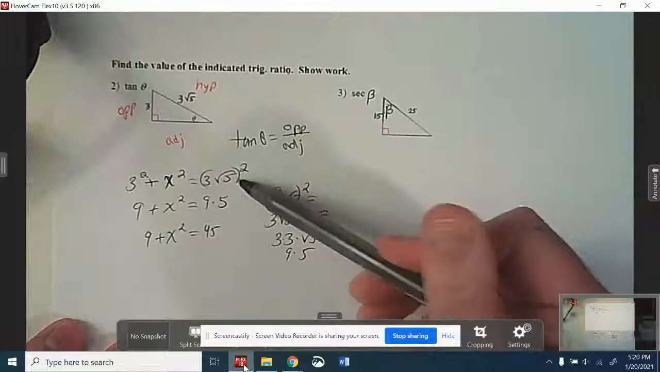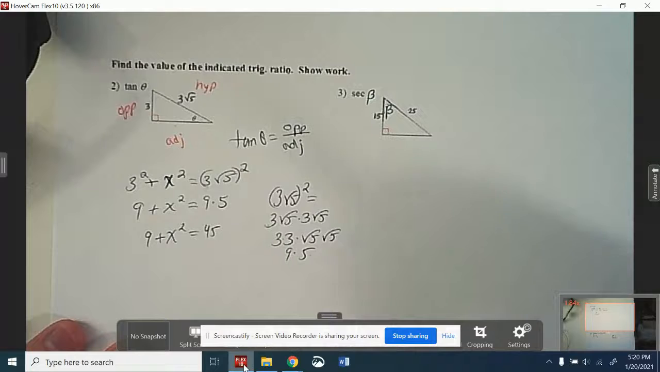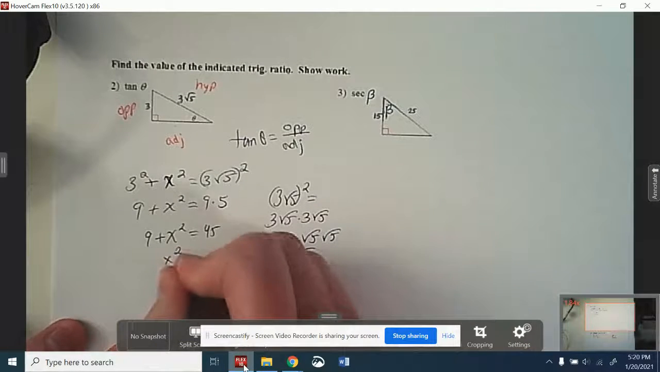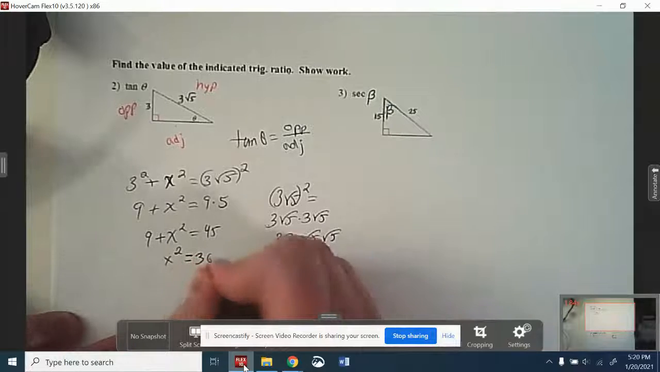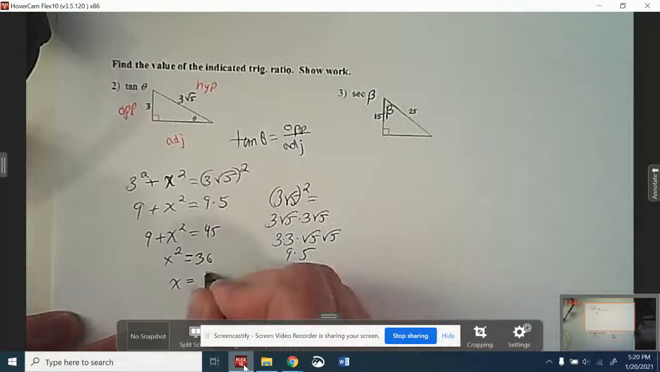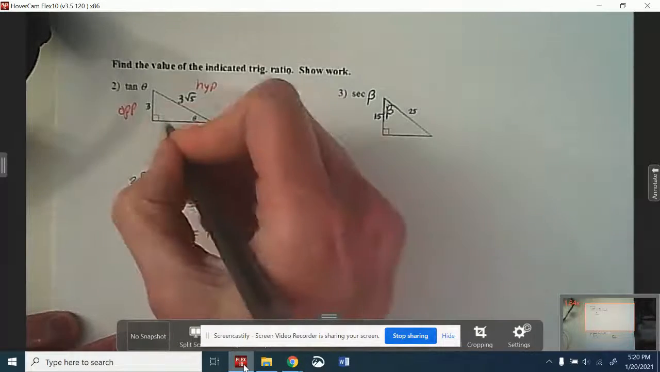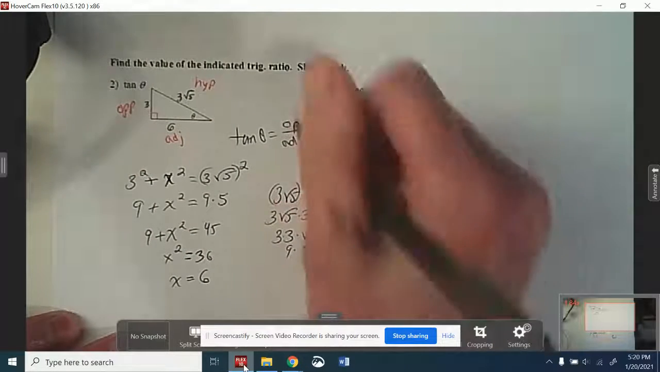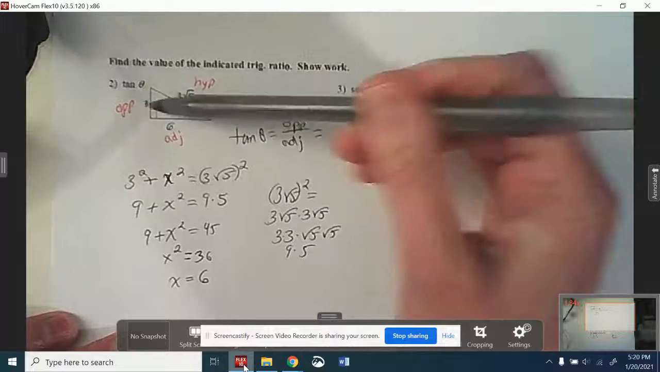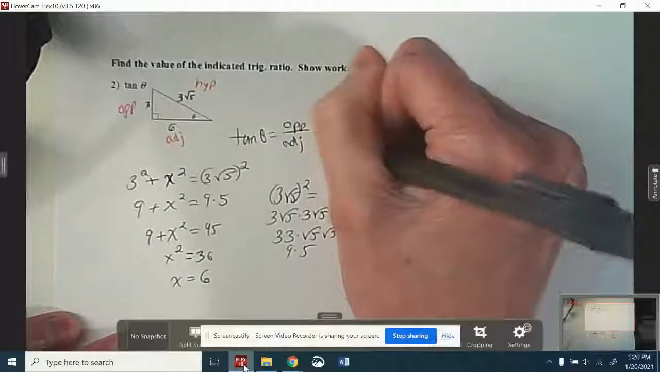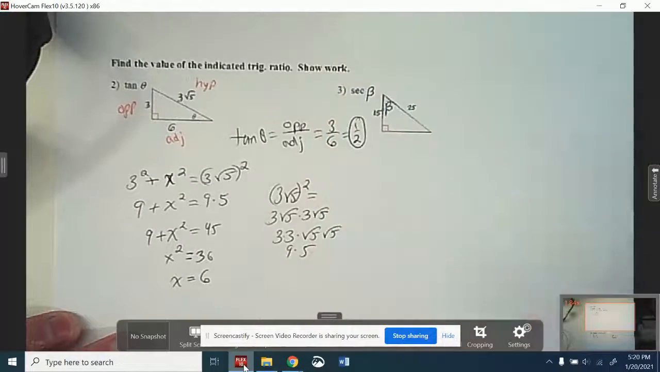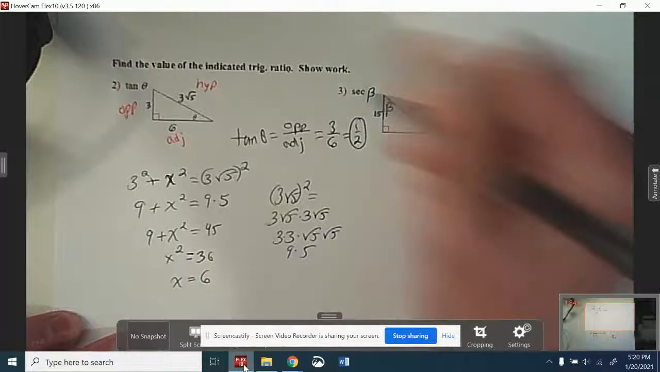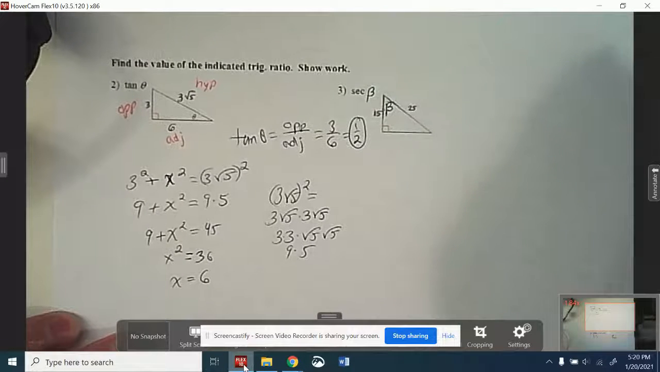And again, that's a really common mistake, especially when you're just beginning trig, because you may not have seen that in quite a while. All right, and then I move the 45 over to get 36. When I take the square root of both sides, we usually put a plus minus. We're just going to use the positive value because it's a side length. And finally, we can go ahead and find tangent. Opposite over adjacent for this one is 3 over 6, and it's just 1/2. So actually pretty nice answer at the end once you finally get your final answer.